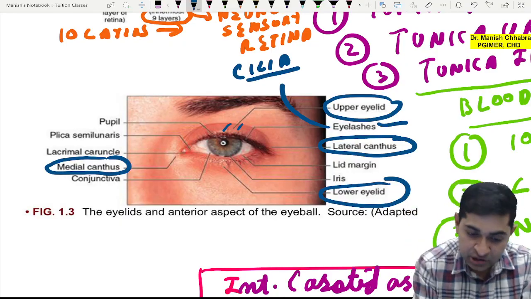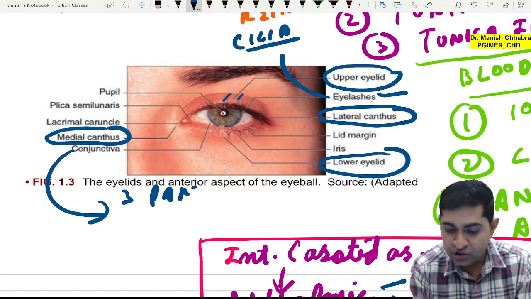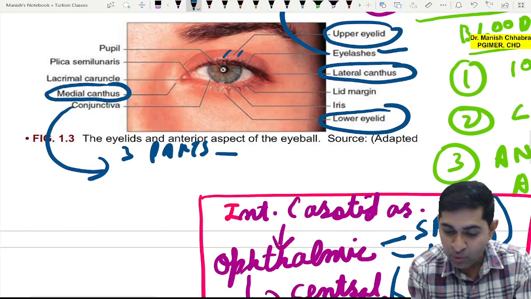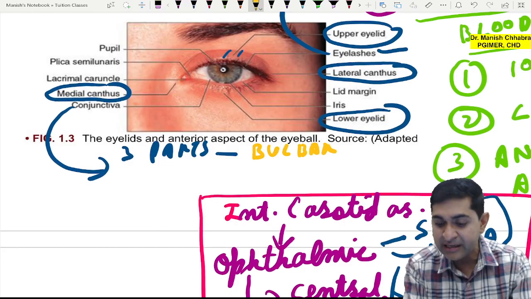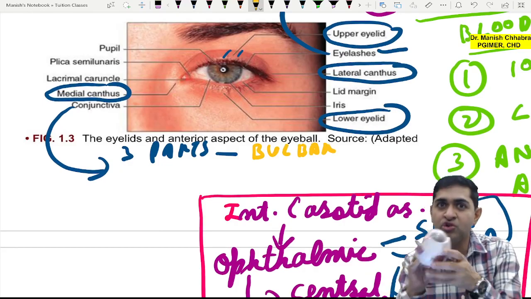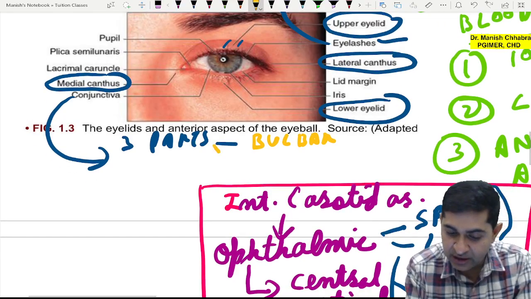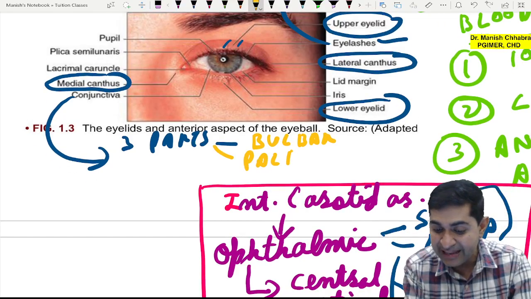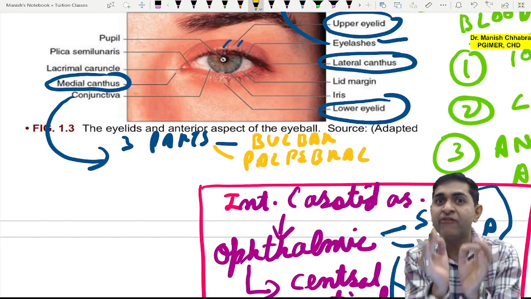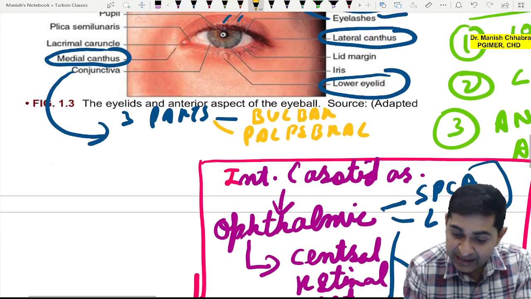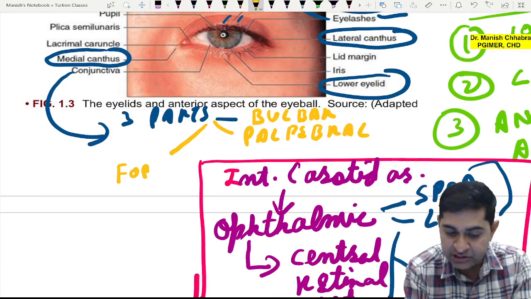I again repeat, conjunctiva has three parts, we are doing basics. One is which covers the eyeball, it is bulbar conjunctiva; bulb, you call the eyeball, so bulbar conjunctiva. Then palpebral conjunctiva, palpebral is the innermost covering of the eyelid. Then the junction of bulbar and palpebral is your fornix.